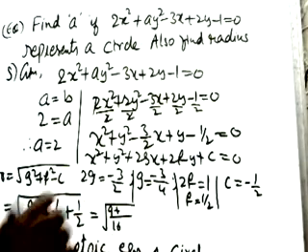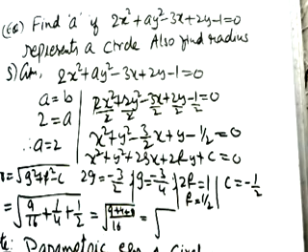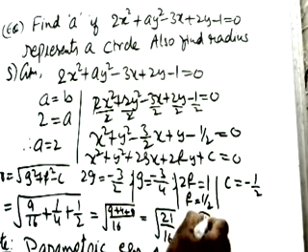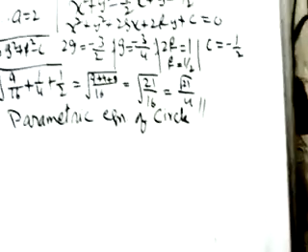This will become 9 plus 4. 4 1s are 4, 2 8s are 16. So this will become under root of 12 plus 9 is 21 by 16. Root 21 by root 16 is 4. So this is the radius of the circle.